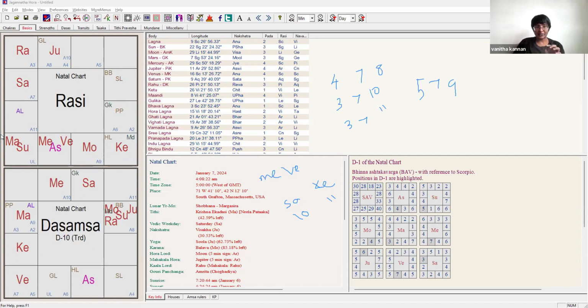Okay, here our objective is very simple. We are concentrating only on the first house, with 2 grahas, Mercury and Venus. So we're trying to find out, are there any other grahas aspecting the Lagna or not? This is our objective.